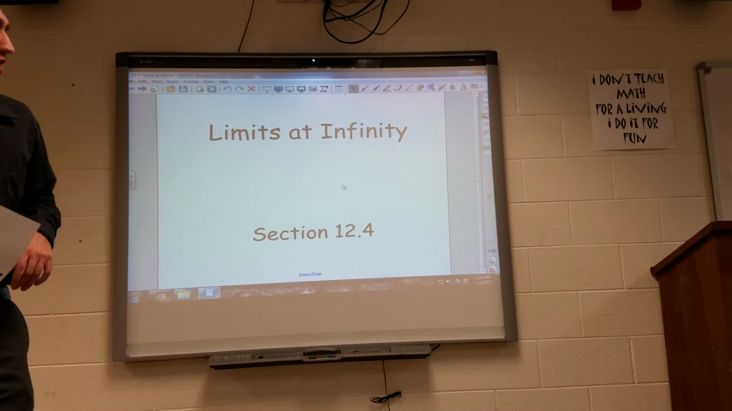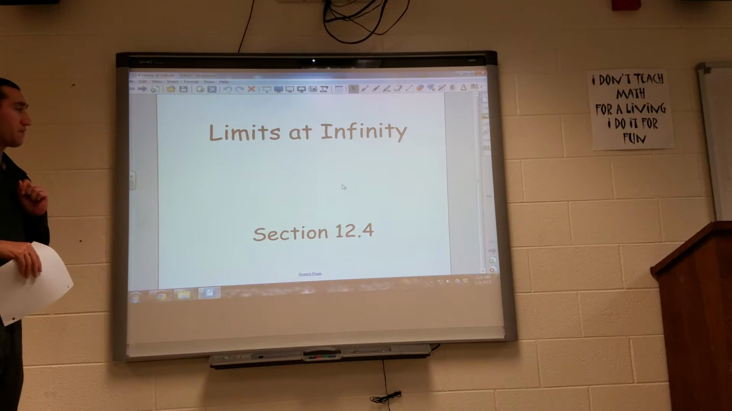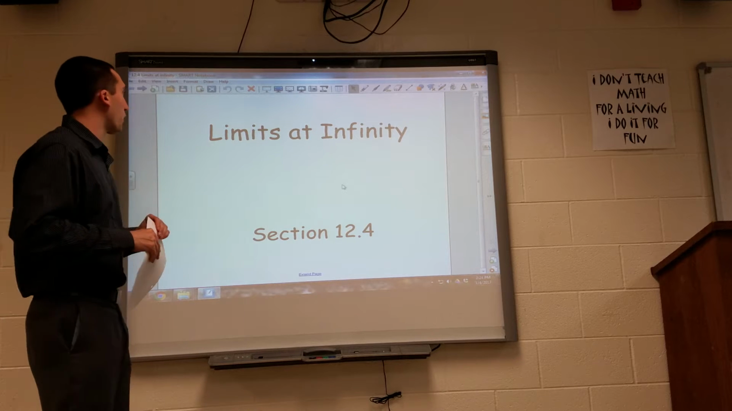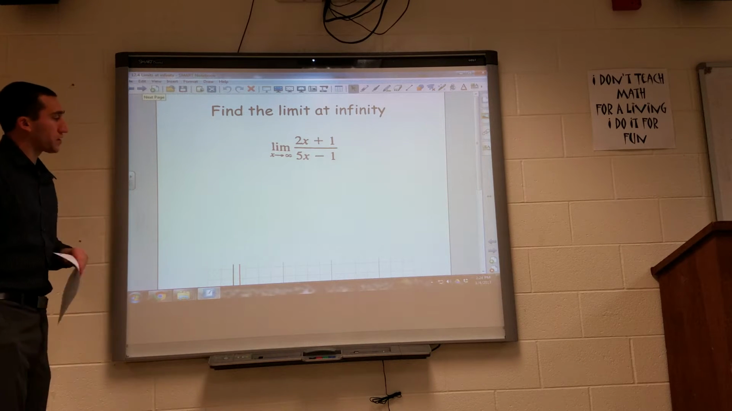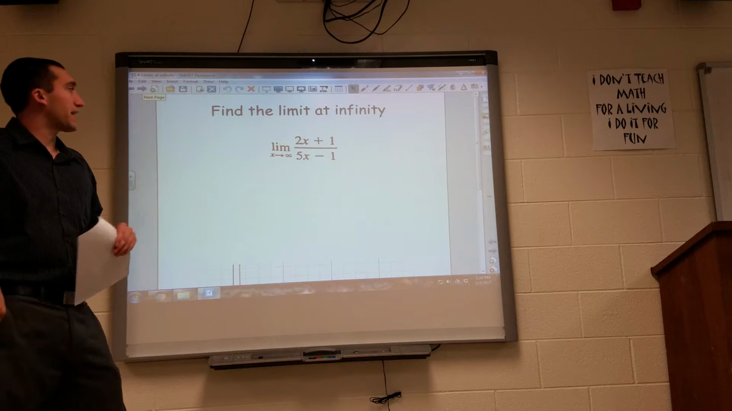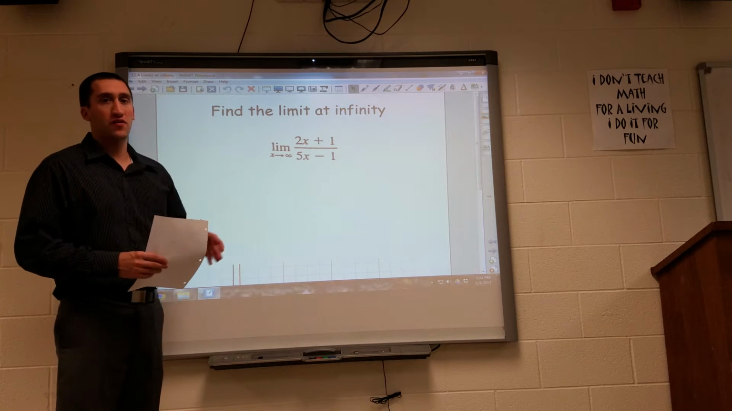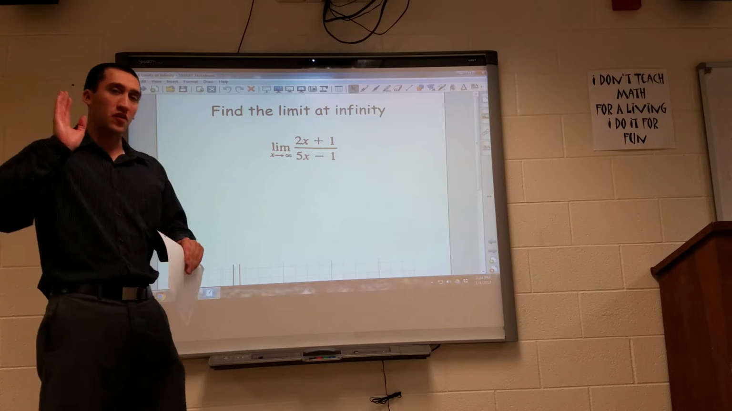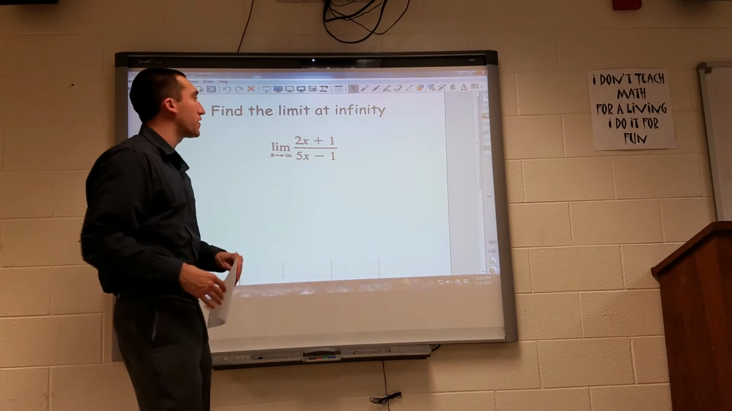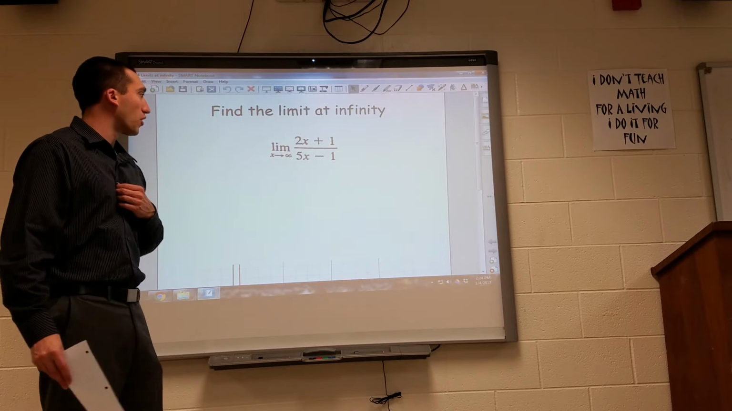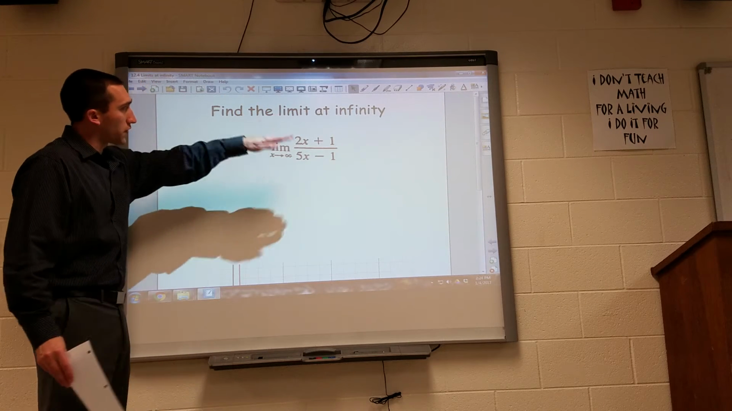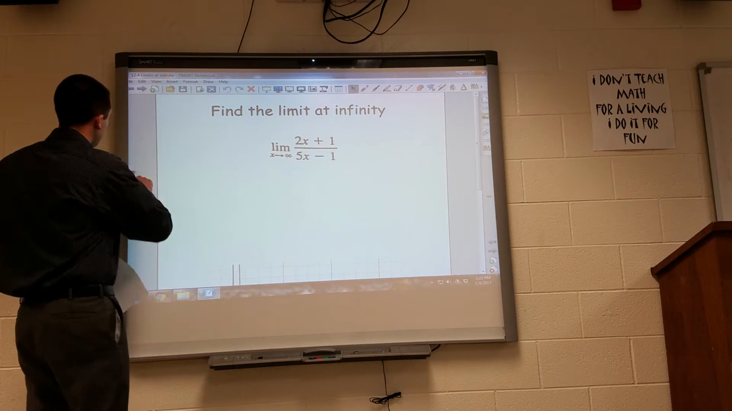Hello everyone, today we're talking about limits at infinity, section 12.4 in our book. So now we're basically finding the limits at infinity of these functions. That means as x goes all the way out to positive infinity, what value is my function going to approach?